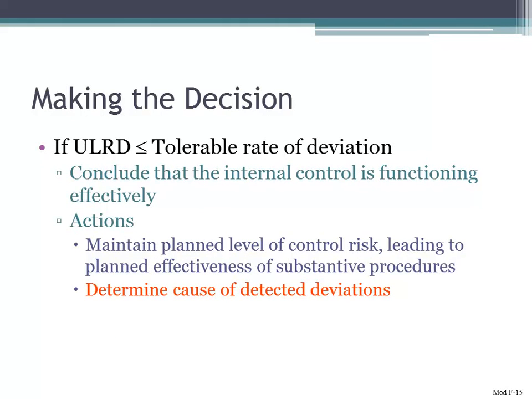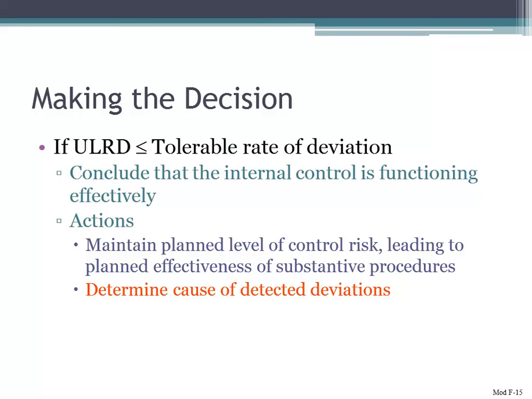If your upper level rate of deviation is less than or equal to your tolerable rate of deviation, then you can conclude that the internal controls are operating effectively. What you do is maintain your planned level of control risk. You can basically say, okay, as I suspected or assessed in my planning stage, control risk is as I expected. So now I'm just going to move ahead and follow my audit plan from the beginning, and do my planned effectiveness of substantive procedures, right? Test those. And determine the cause of the detected deviations.